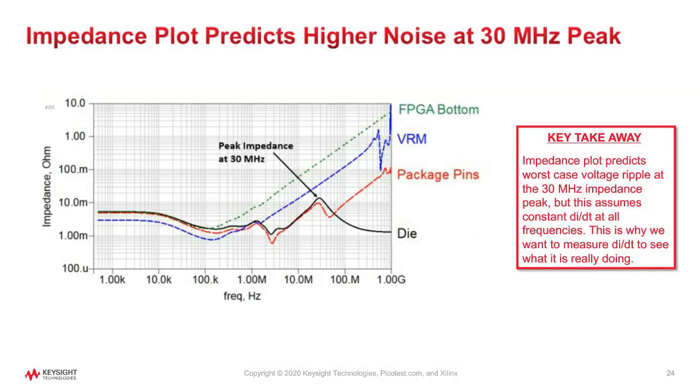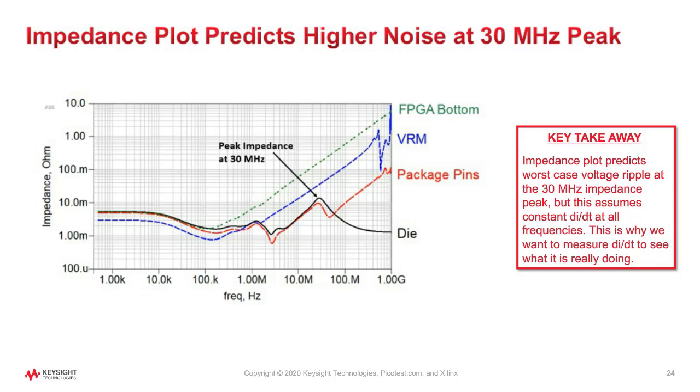Now we have shown that the method works. Let's use it to investigate worst-case power rail ripple and see what the dynamic current is doing. The impedance plot shows an impedance peak at 30 megahertz due to the parallel resonance of the package inductance in parallel with the die capacitance.